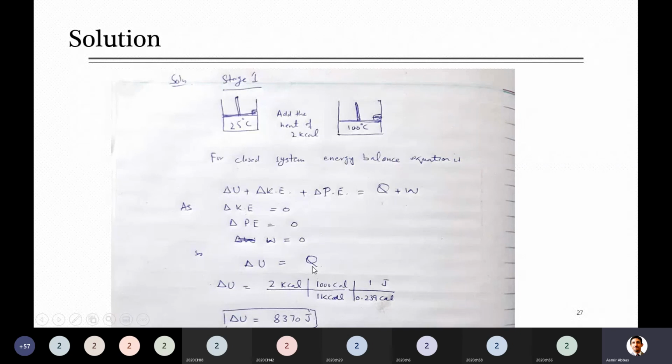And because in the problem it was asked that you have to write the balance equation, then simplify it and then solve for unknown quantities, here the unknown quantity is delta U, which is equal to Q, and Q was given as 2 kilocalories. But in the question it was asked to report the result in joules, so we did it as such. So up to here it was straightforward, I think no question.